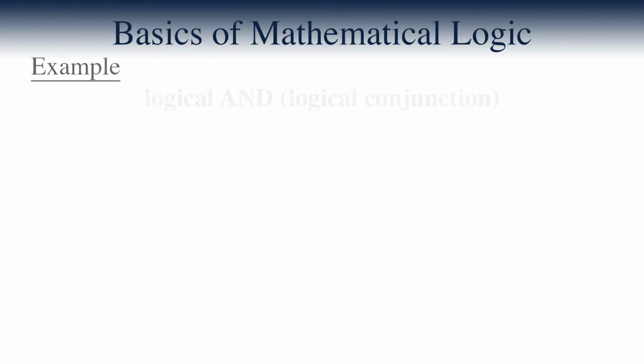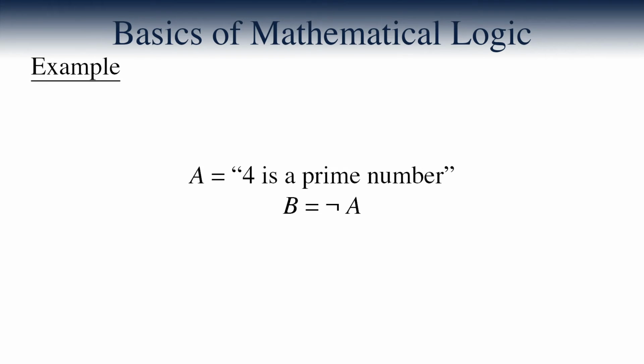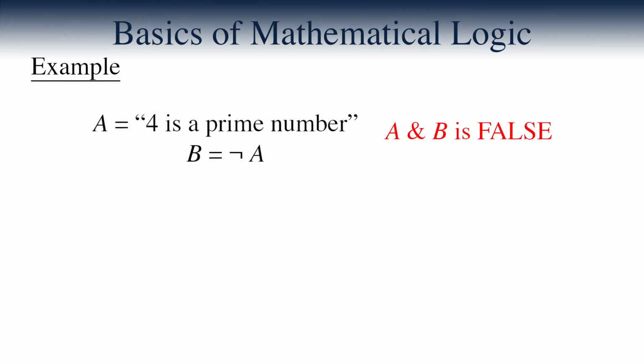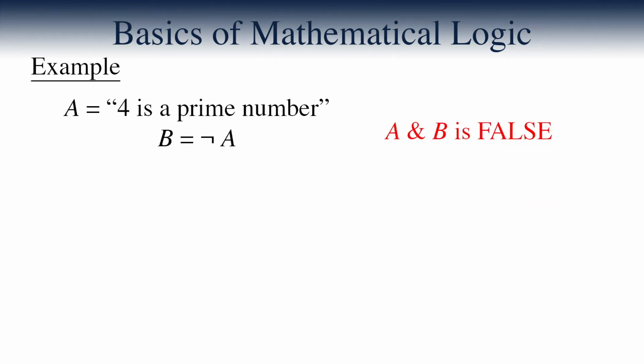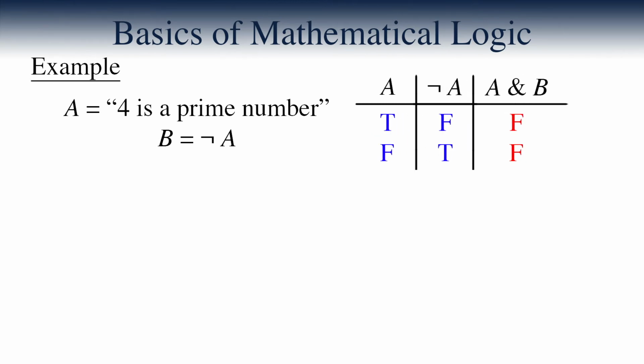Let's see two examples about the connective AND. As the first example, consider the following propositions. The proposition A is, 4 is a prime number, and the proposition B is, negation of A. A is a false proposition and B is a true proposition, so the resultant proposition, A and B, is a false proposition. Obviously, the AND combination of a proposition with its negation is always false because either one of them is false.